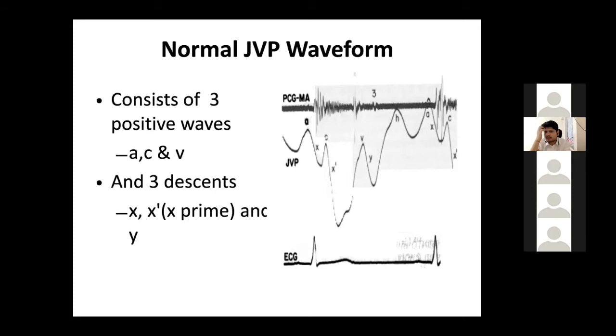There is a filling of the RA. So RA gets filled from the SVC and from the IVC, and that is why you get a V wave. It starts in the late systole and continues into the early diastole. So a V wave can be said to be both systolic and diastolic, because it is both in the late systole and the early diastole, and it is due to the filling of the RA from the SVC and the IVC when the tricuspid valve is closed.